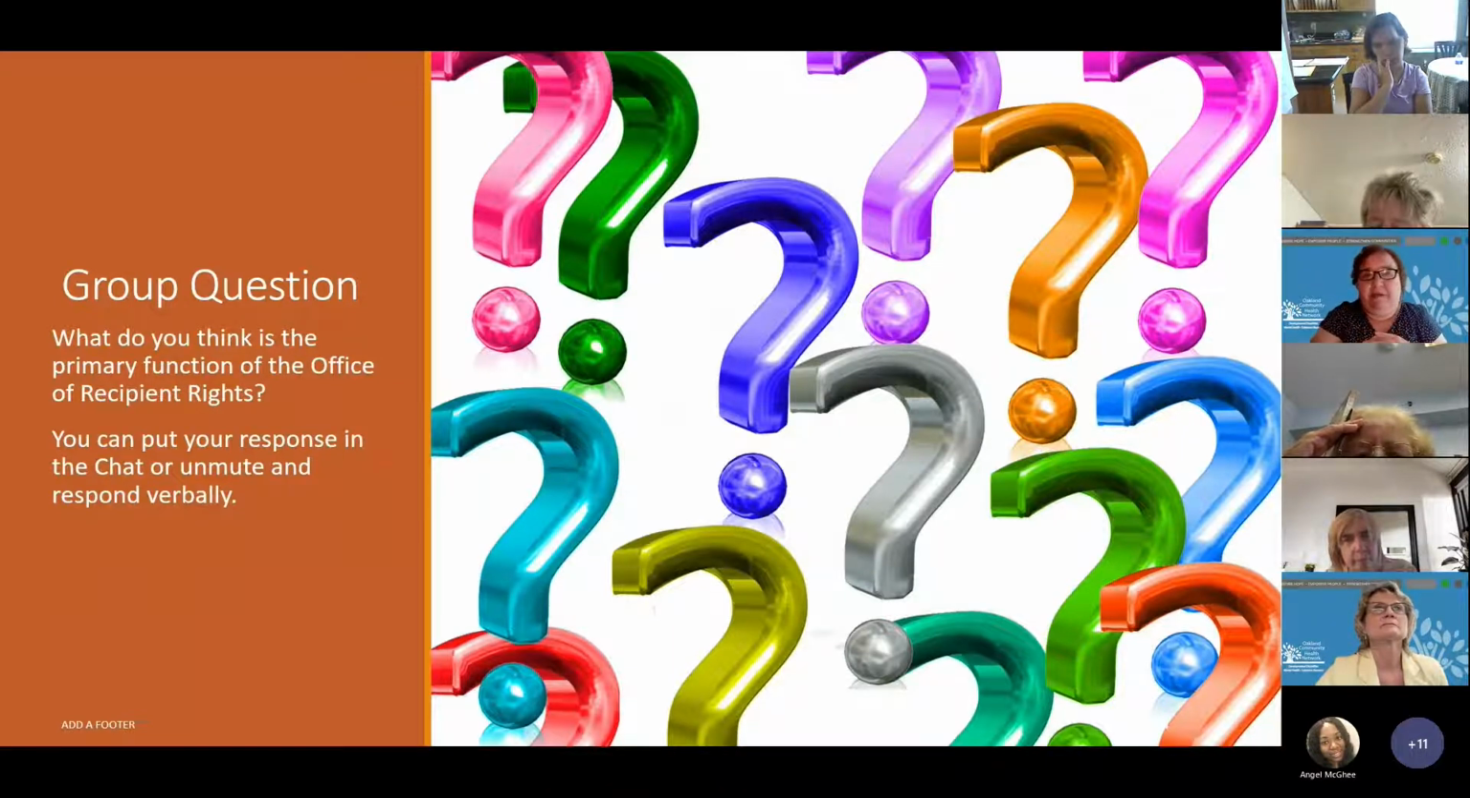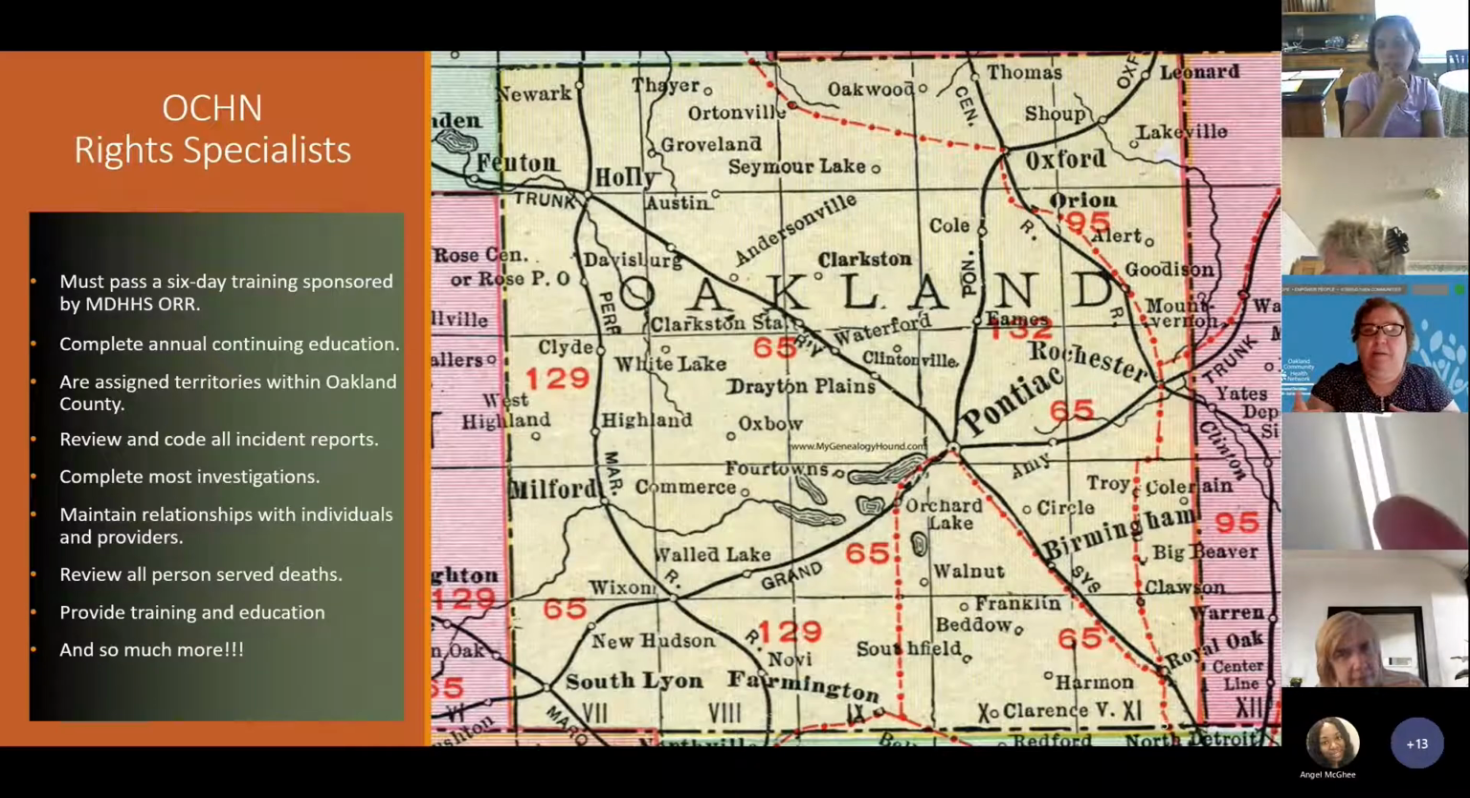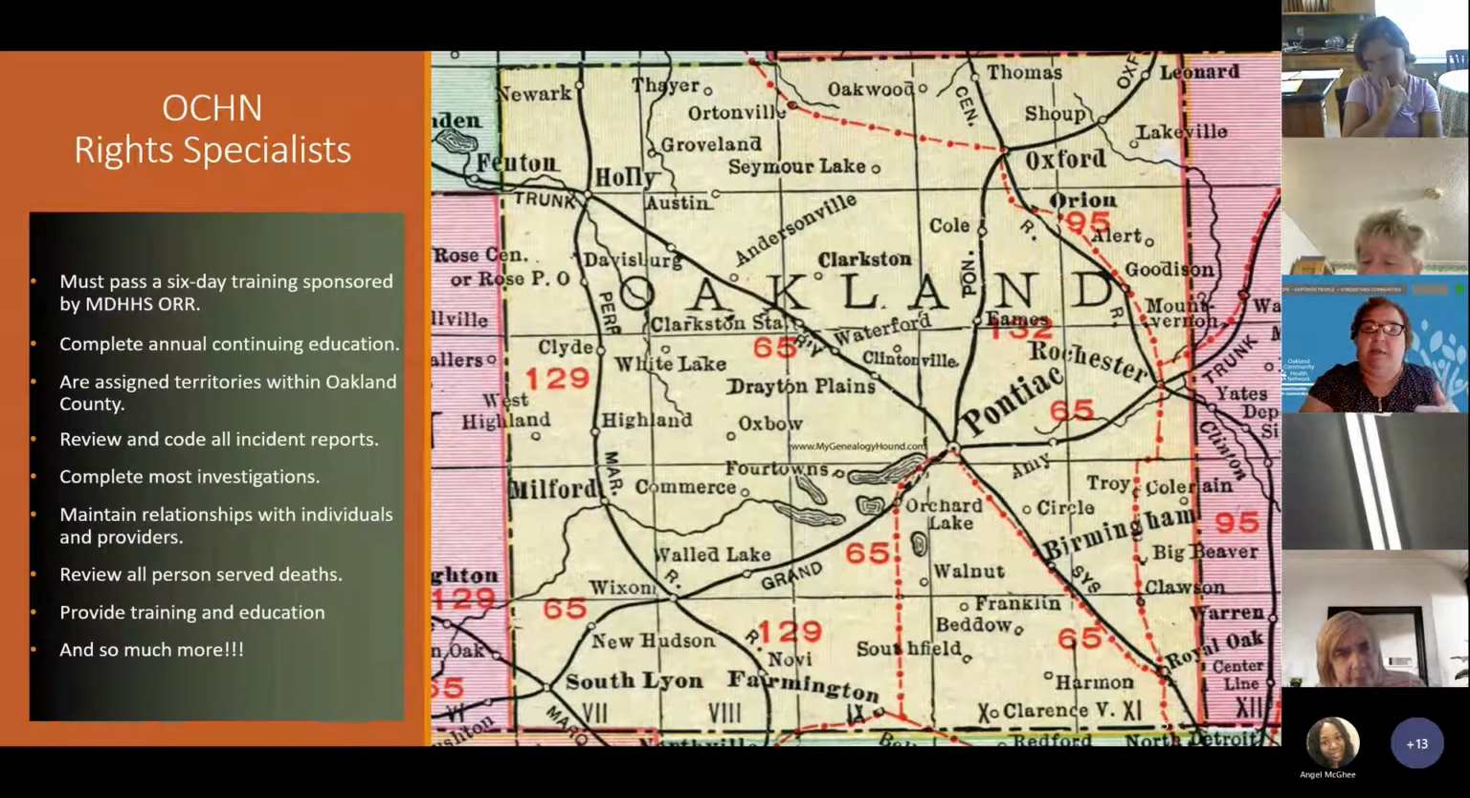So we're also advocates and we do advocacy. Those are part of the things that our rights specialists do. They do investigate. We are advocates. But our rights specialists do a lot of different things besides just investigations. Here's a little bit of detail about those 10 people who are rights specialists. They get lots of training from MDHHS up in Lansing. They have to go to 2 3-day trainings to learn how to do their job, and then they have to do continuing education throughout the year.